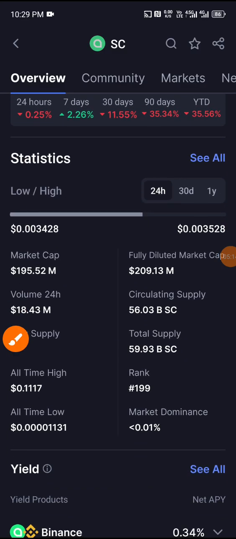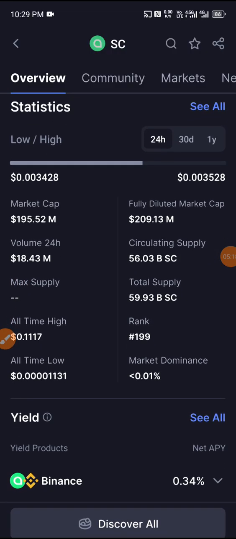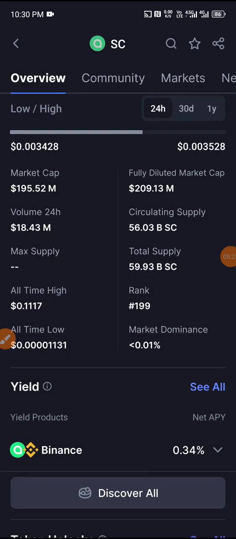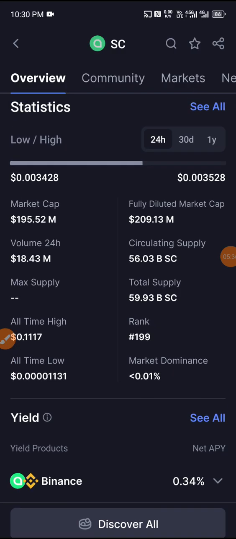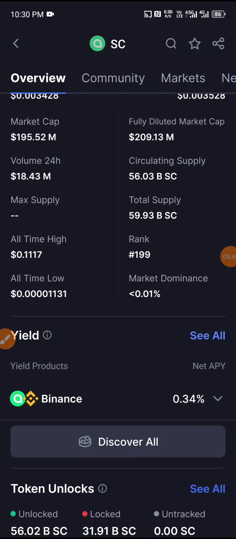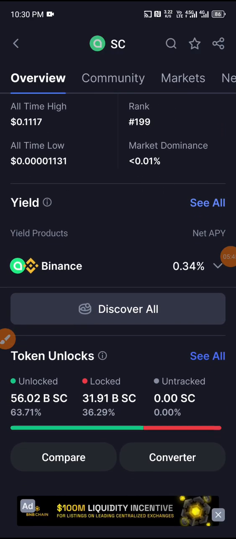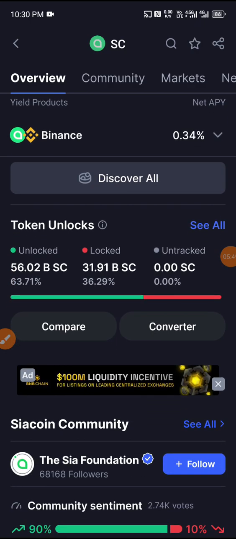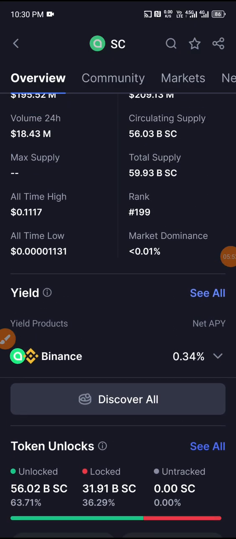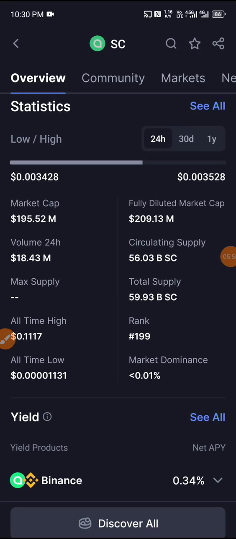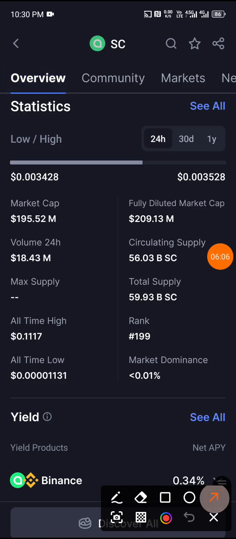So let's roll down to see its market cap. You can see its high and low for the past 24 hours. This shows that this coin will be doing well in the near future. Its high and low was 0.003428. You can see that. All right. So let's quickly look at the market cap and see the community sentiment as well. You can see the market cap here is over 195 million. That is the current market cap. The total high was here, the total low was here, and the total high was here.